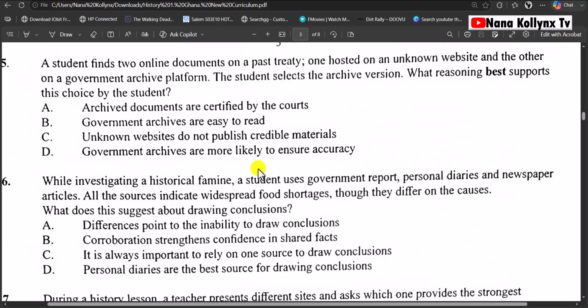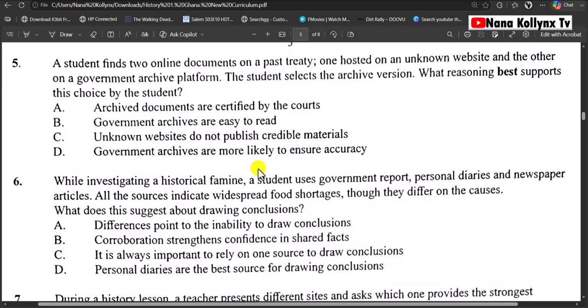Question number 5. A student finds 2 online documents on a past treaty, one hosted on an unknown website and the other on a government archives platform. The student selects the archive version. What reasoning best supports this choice by the student?